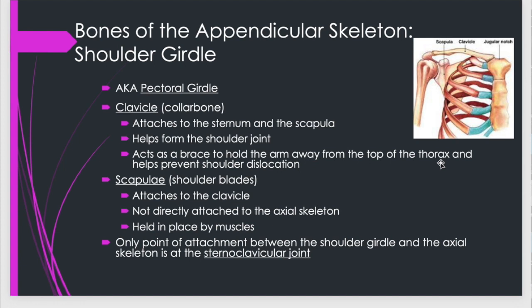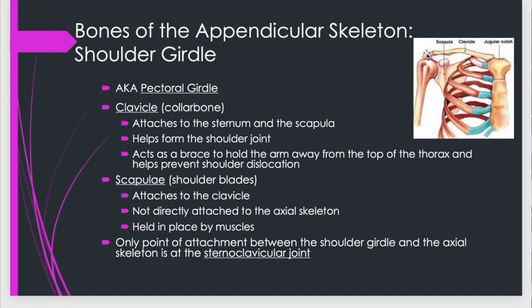So the clavicle, again, common name is the collarbone. It attaches to both the sternum, right here, the sternoclavicular joint, and then it also will attach over here to the scapula. It's going to help to form your shoulder joint, and it helps to hold the arm away from the top of the thorax or top of the rib cage, and helps to prevent your shoulder from becoming dislocated.